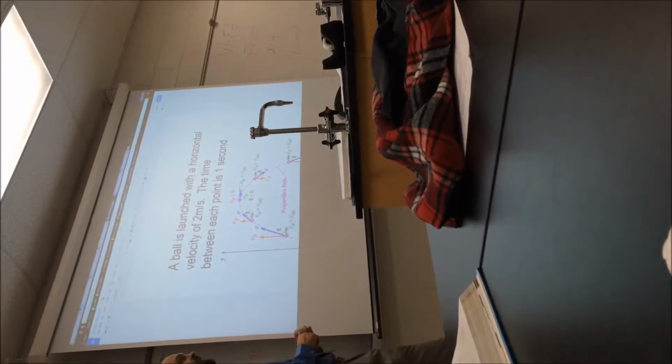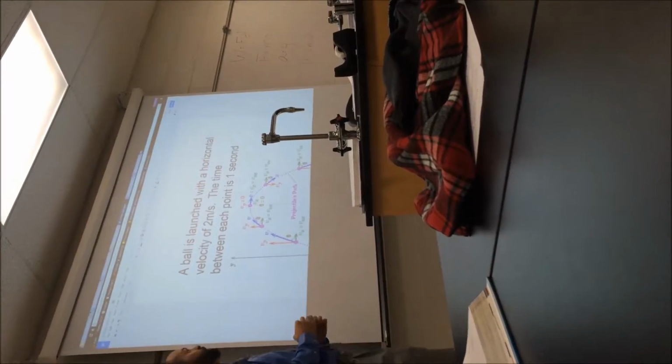It says the ball is launched. Yes, it goes over 2D motion. It says it's launched with a velocity of 2 meters a second. The time, or with a horizontal, I should say, velocity. So which direction is horizontal? Straight out, right? Left and right. X direction.